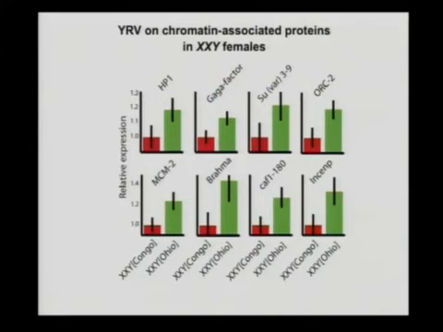What are they? Well, a large number of chromosomal proteins or transcription factors. Here's a heterochromatic protein 1, GAGA factor. Here's a suppressor of variegation, and various other chromatin proteins. So at some level, chromatin proteins are definitely involved in this effect.